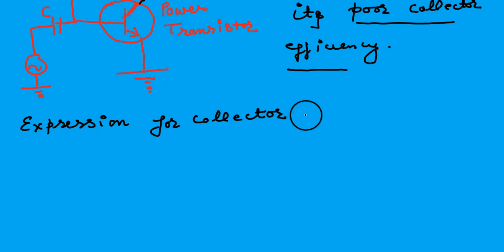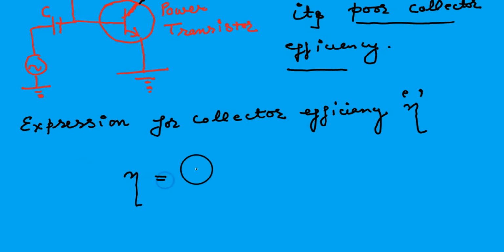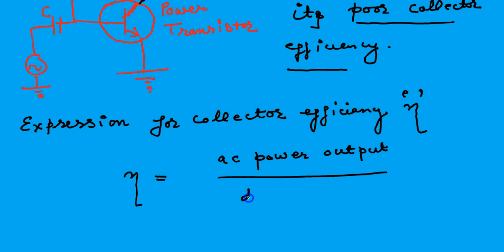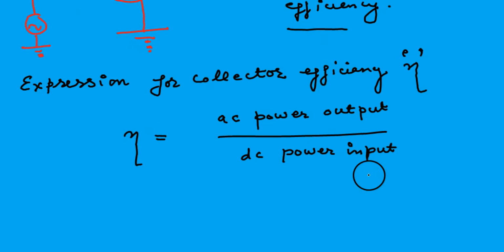Now we are coming to the expression for collector efficiency. Efficiency, by definition, is always output upon input. But of course here, what is the output? That is the AC signal, the AC power output. The input is DC power, which is used for getting the AC power. Okay?